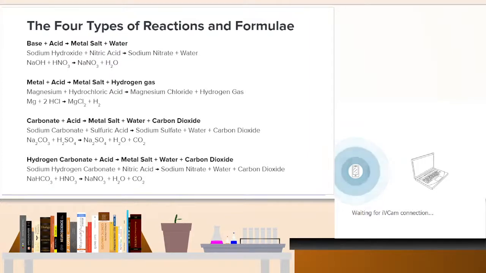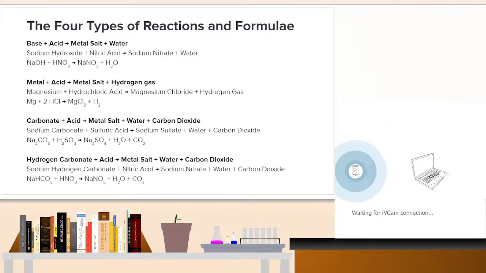So if you drop, say, magnesium into some hydrochloric acid, you're going to get some bubbles. If you put your finger over the end and then put it next to a flame, it's going to make a squeaky pop that tells you it's hydrogen gas. If you get yourself a carbonate, say sodium carbonate, and you add it to an acid, you're going to end up making some carbon dioxide. You're also going to have your metal salt and water. Basically the same reaction with the hydrogen carbonate. Hydrogen carbonates and carbonates, in our case, do basically the same thing. They make metal salt plus water plus carbon dioxide.